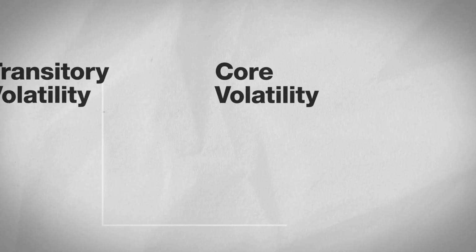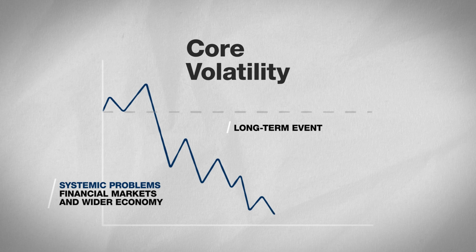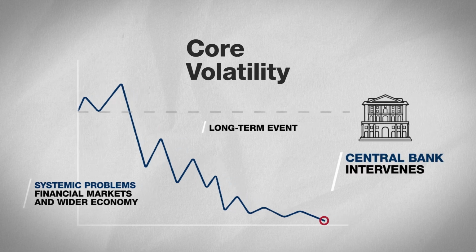In contrast, core volatility refers to the more serious, systemic, long-term issues with the financial system and the economy. It is these fundamental issues that central banks really need to focus their efforts on. Being able to define and identify these two types of volatility could significantly help the Bank of England to refine its response to market volatility and thereby safeguard the stability of the UK financial system and the wider economy.